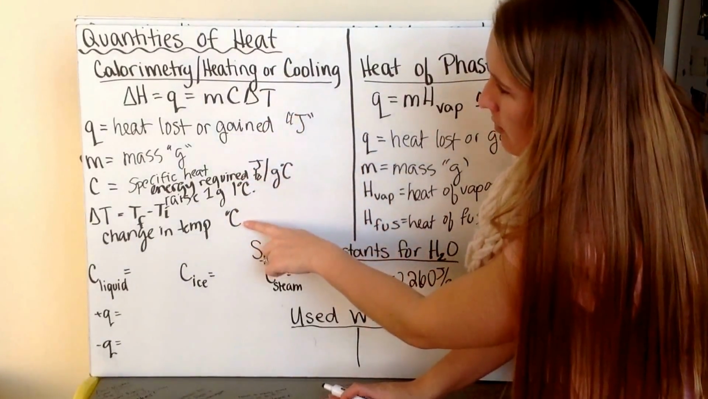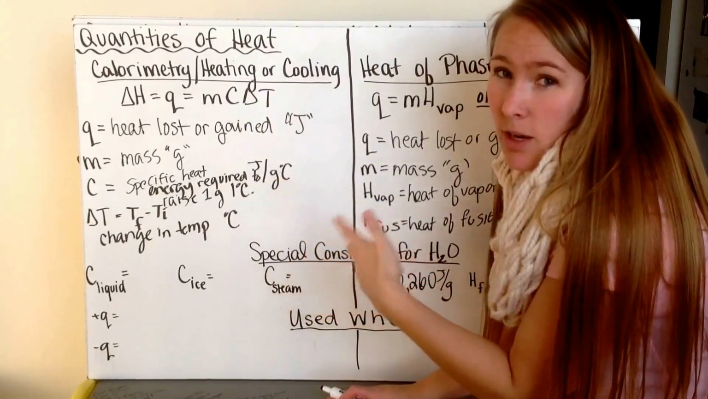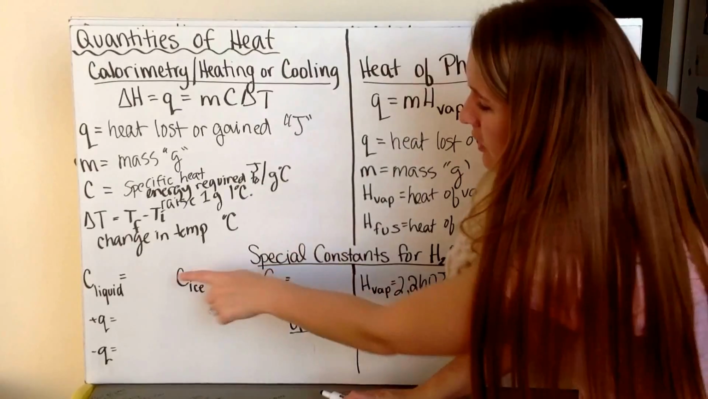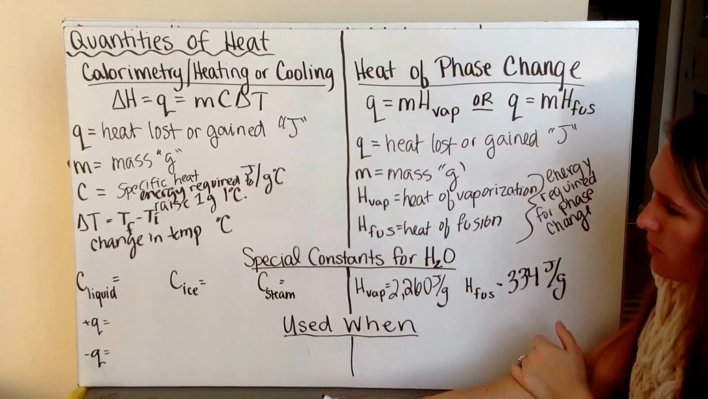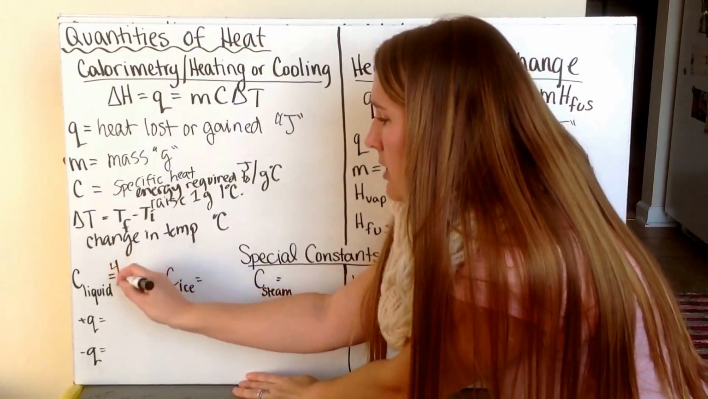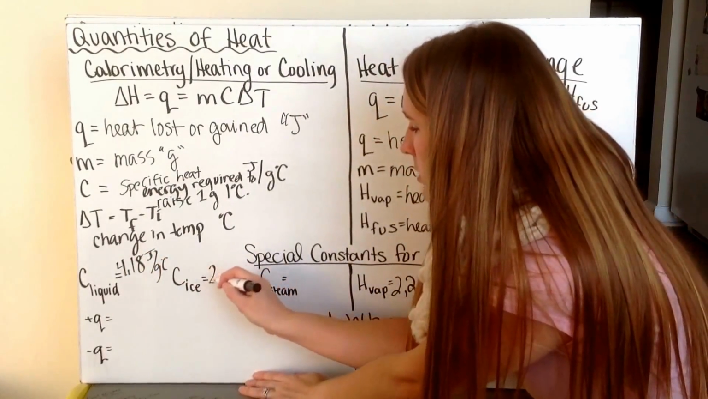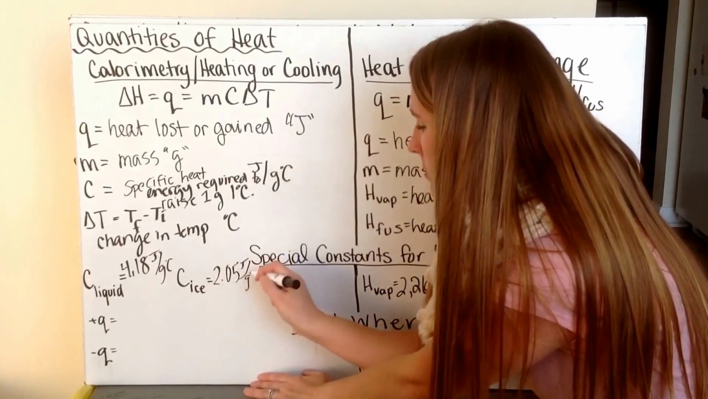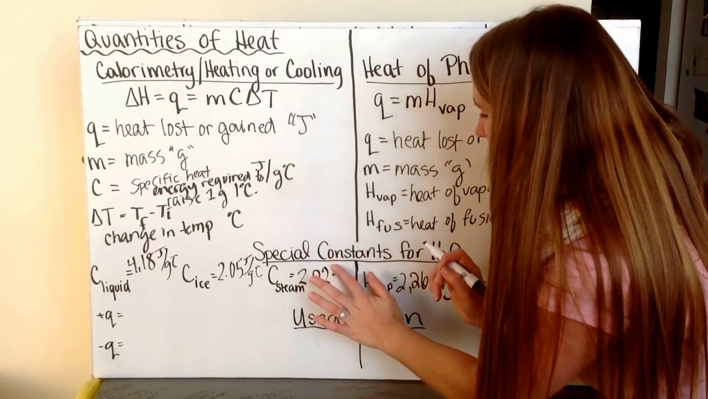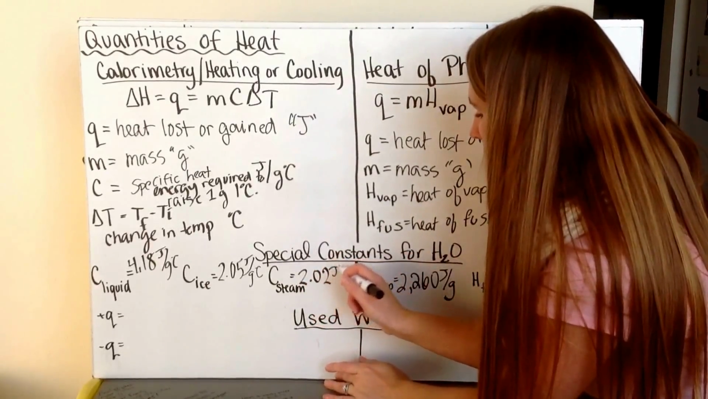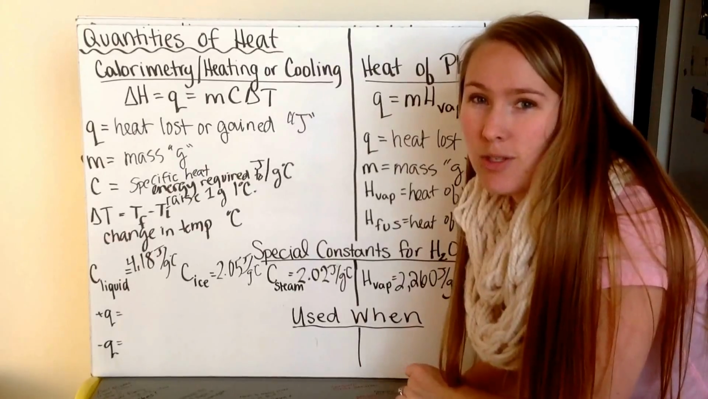For our calorimetry problems, we're going to look at our specific heat. That is going to be different for all 3 phases of water and for any metal we're using. For the 3 phases of water, these are found on your reference guide, as are your heat of vaporization, heat of fusion. Specific heat of liquid water is 4.18 joules per gram degree Celsius. Ice is 2.05 joules per gram degree Celsius. And steam is 2.02 joules per gram degree Celsius. And like I said, all metals will have different ones as well, and they're also listed on your reference guides.